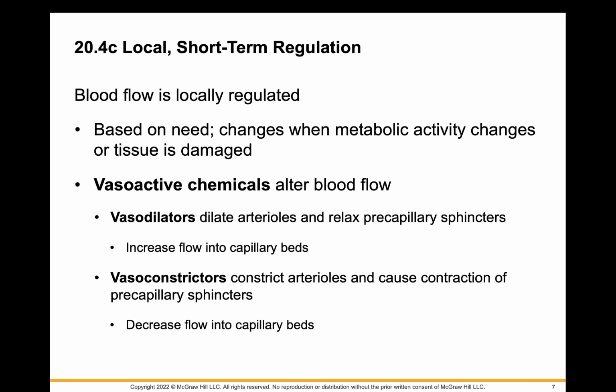Vasodilators are going to dilate arterioles, relax precapillary sphincters, and basically increase flow locally into those capillary beds. Vasoconstrictors, on the other hand, are going to constrict the arterioles and contract the precapillary sphincters. So this will actually decrease flow into those capillary beds and decrease perfusion of that tissue.